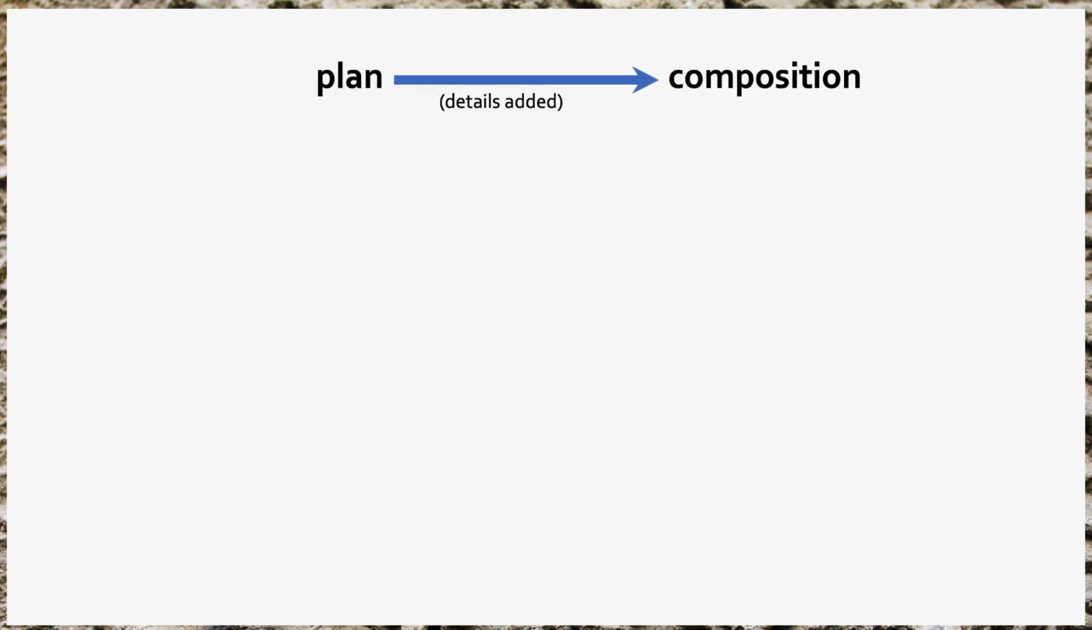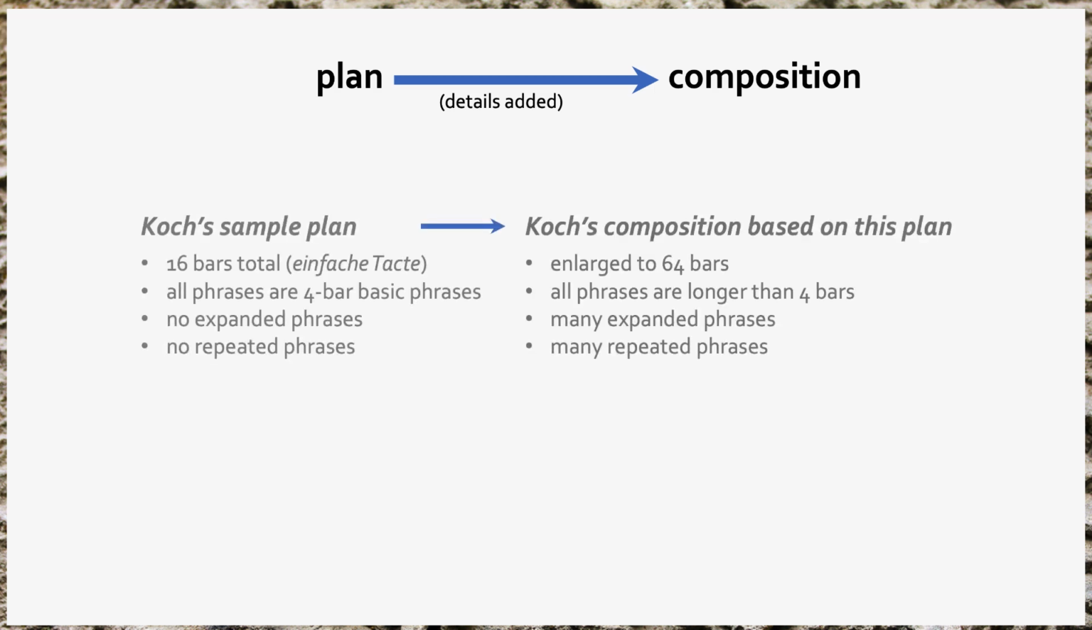To help demonstrate how a plan can relate to a finished work, at one point in his treatise, Koch composed something of his own, based on a plan that he invented. The plan he constructed for this purpose is quite plain, using no phrase expansions or repetitions. In contrast, the piece that he based upon this plan includes many expanded and repeated phrases, so that what lasted for only 16 bars within his plan, Koch enlarged to 64 bars within his composition.